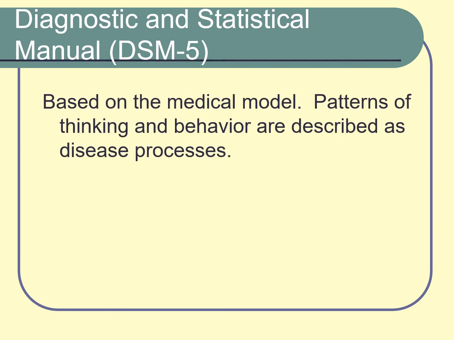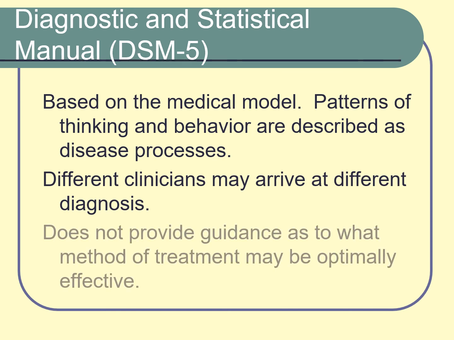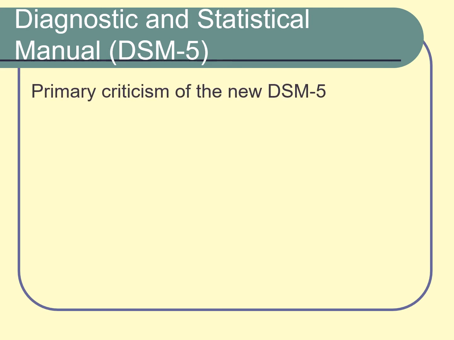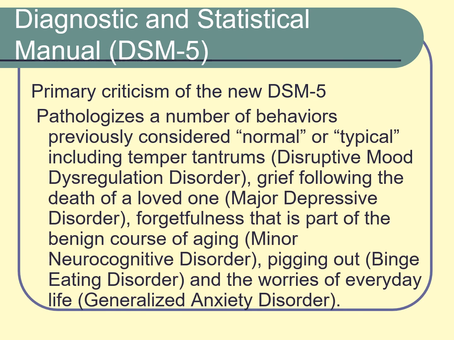Okay, it's based on the medical model. Problem behaviors, irrational thinking, or diseases. It's not always neat and tidy when you're trying to move toward a definitive diagnosis, and it doesn't provide any treatment recommendations as to what's the best practice. The primary criticism of DSM-5 is that it pathologizes a number of behaviors which many of us would consider normal, including temper tantrums in a 2-year-old, and grieving and sadness following the death of someone close to us.